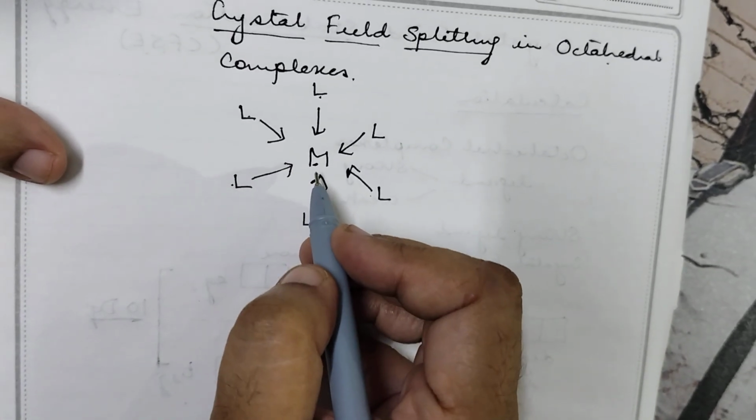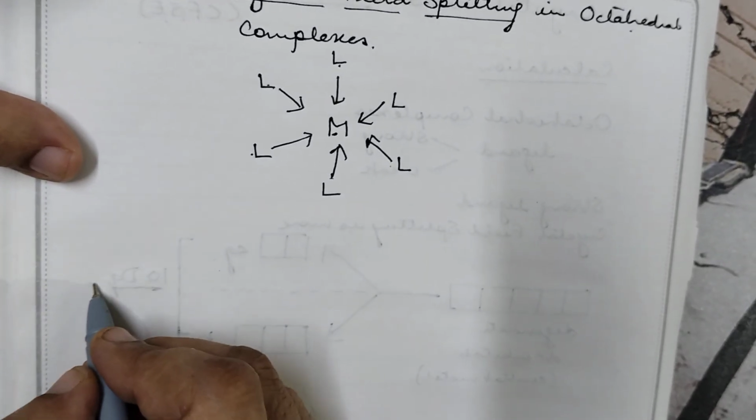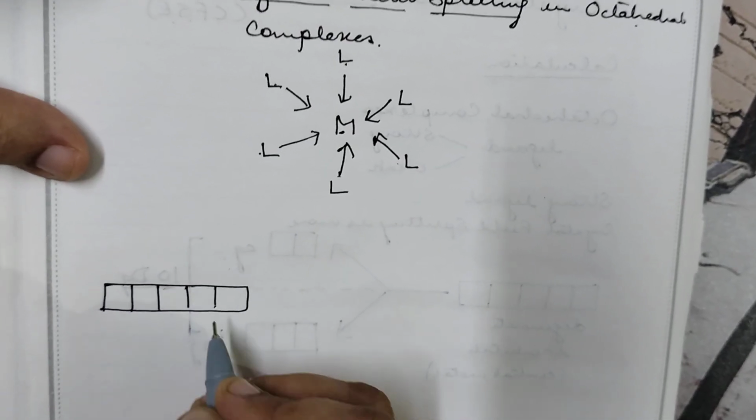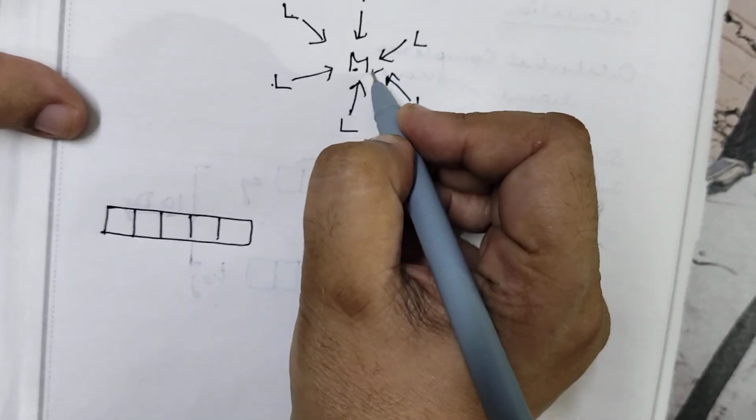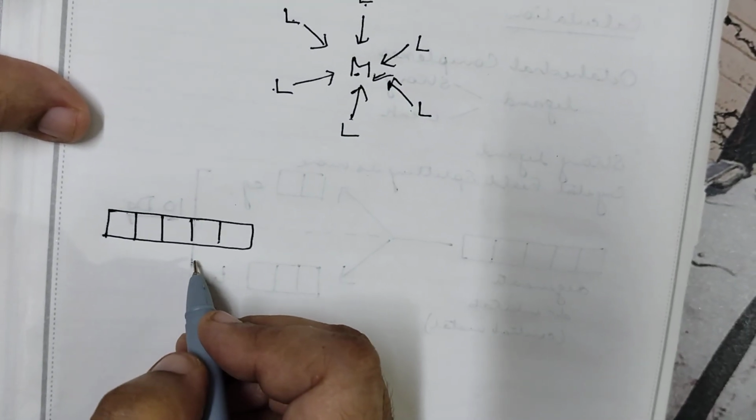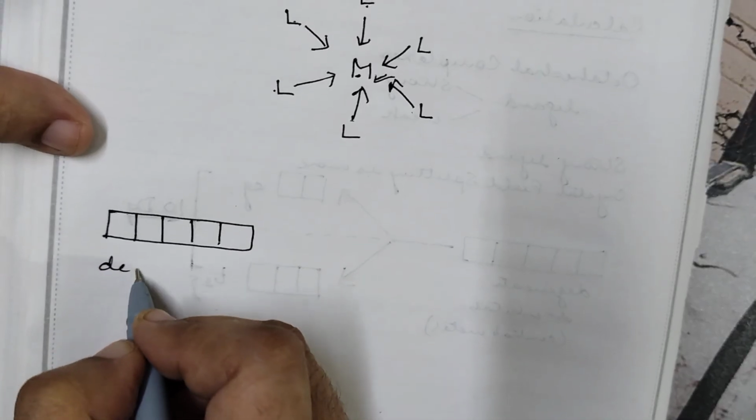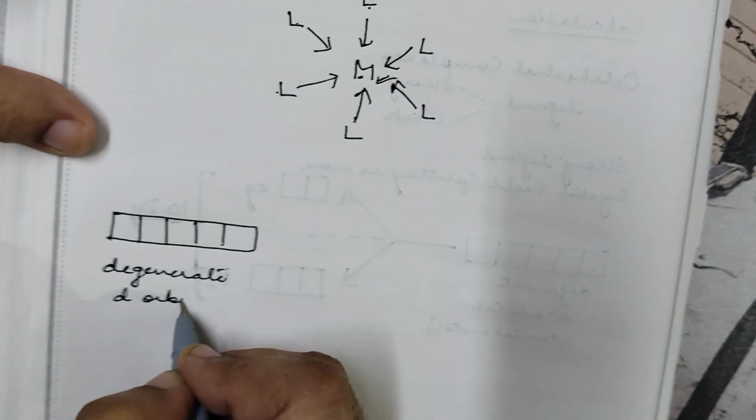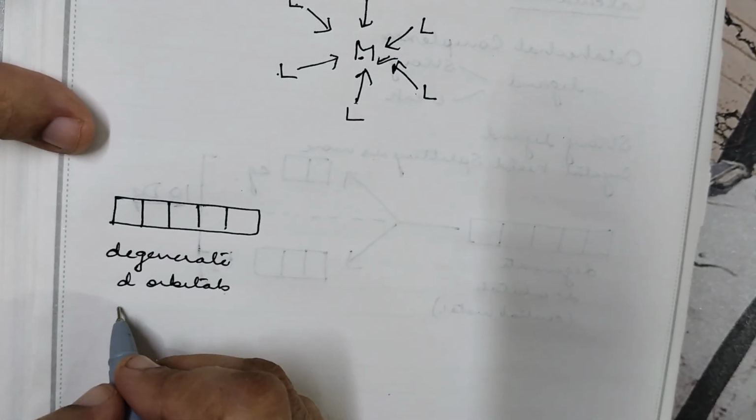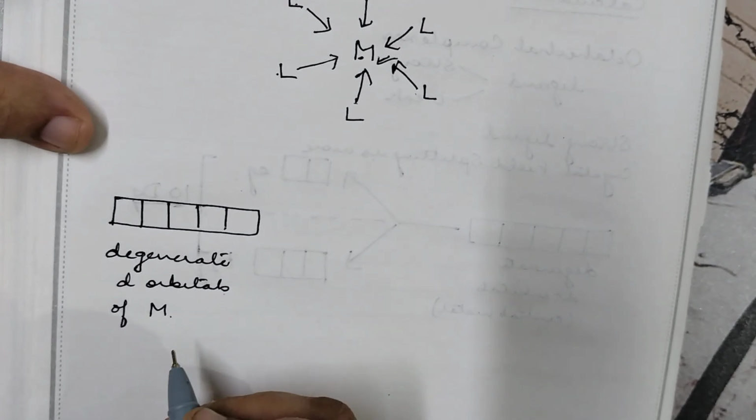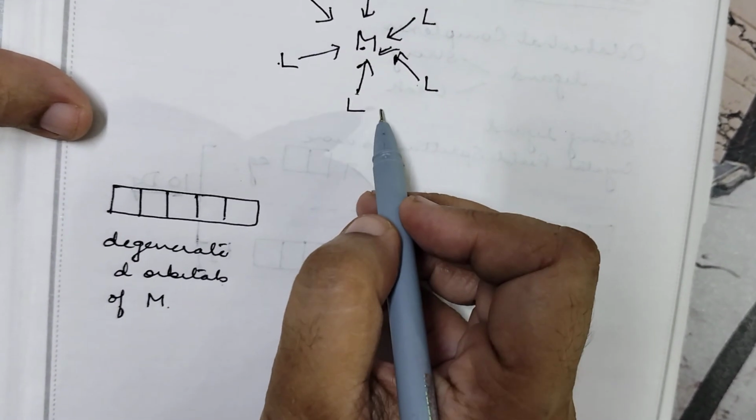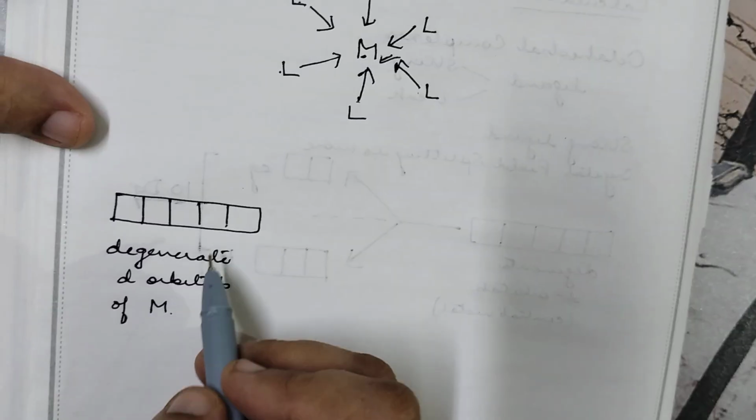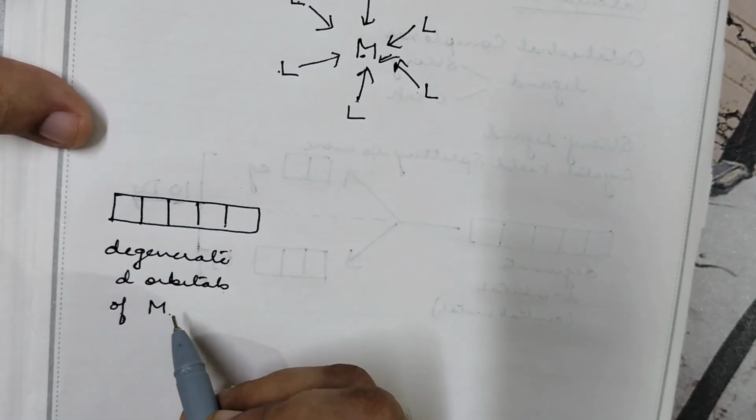So, this central metal has the d orbitals, and d orbitals are 5 in number. These are 5 d orbitals of central metal, and these are degenerate. Degenerate means they have similar energy. These are the degenerate d orbitals of central metal M. That is, when the ligand has not approached, then the orbitals will have same energy, and we will call them degenerate d orbitals of the central metal.